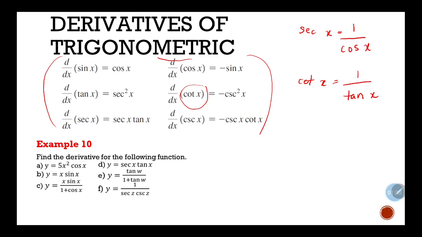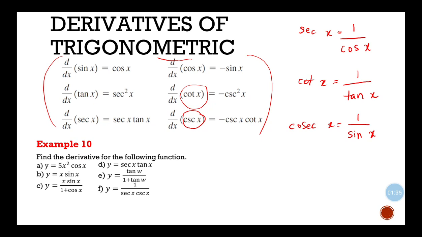And for cosec x, it can also be represented like this. You should remember this because it will make your life easier whenever you come across this type of question.